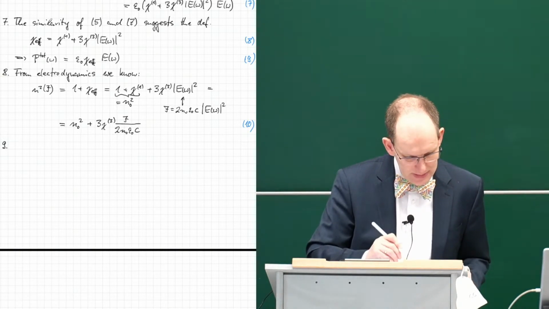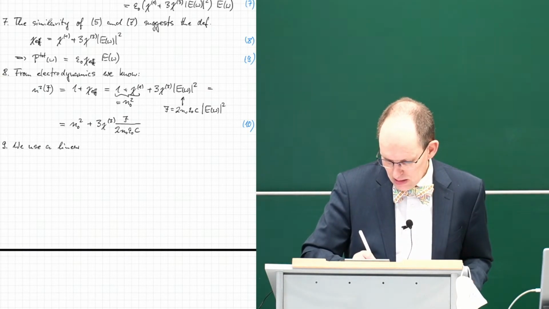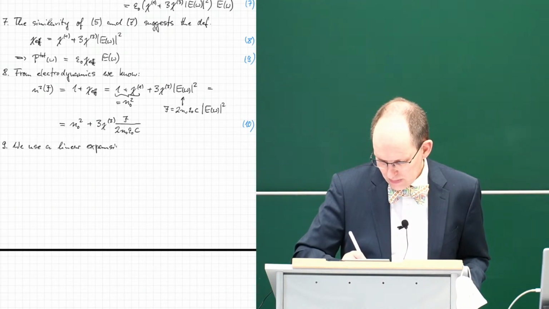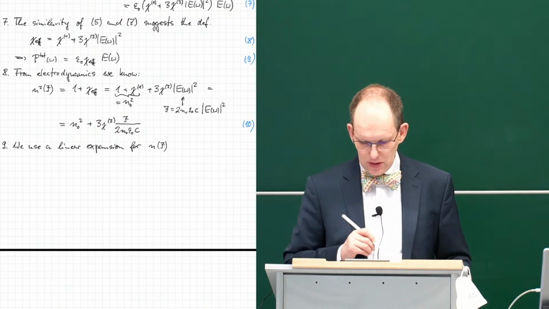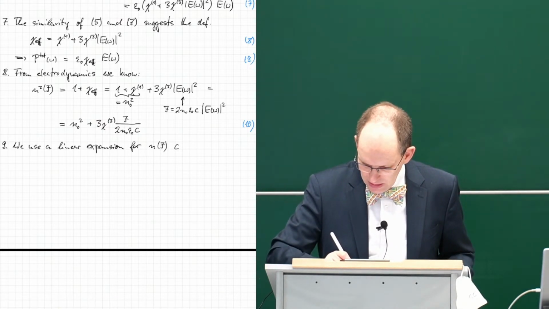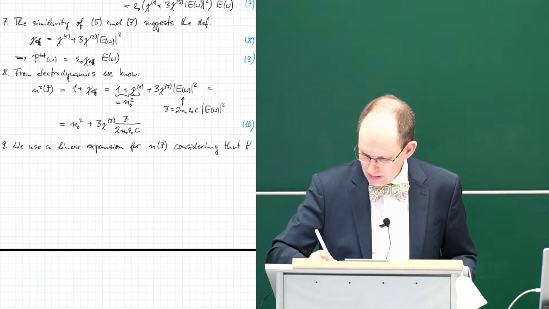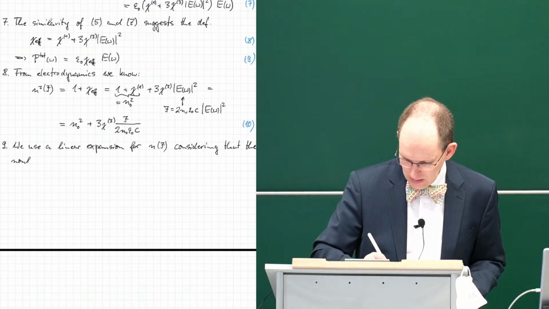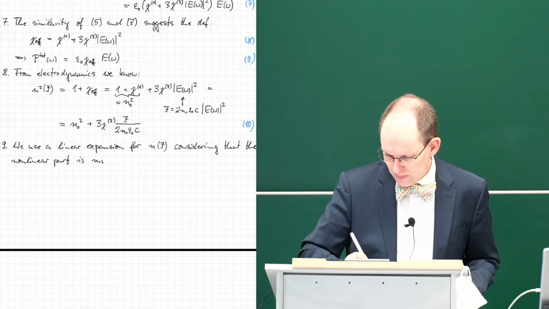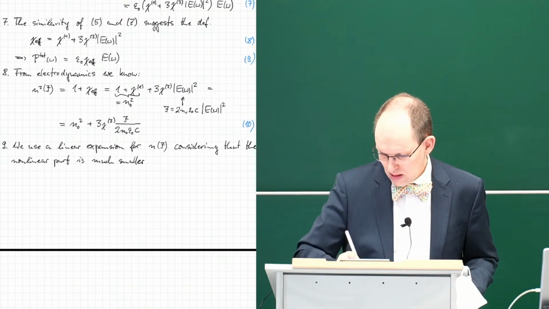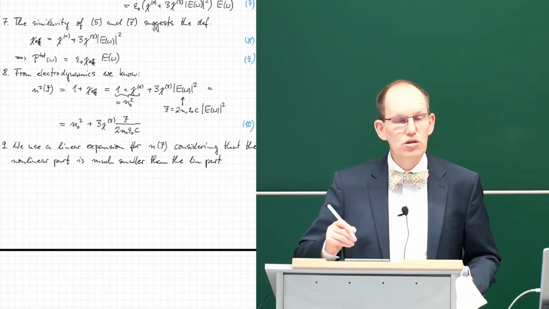So 9. We use a linear expansion for n, or n as a function of the intensity, considering that the nonlinear part is much smaller than the linear part. That's true for moderate intensities.